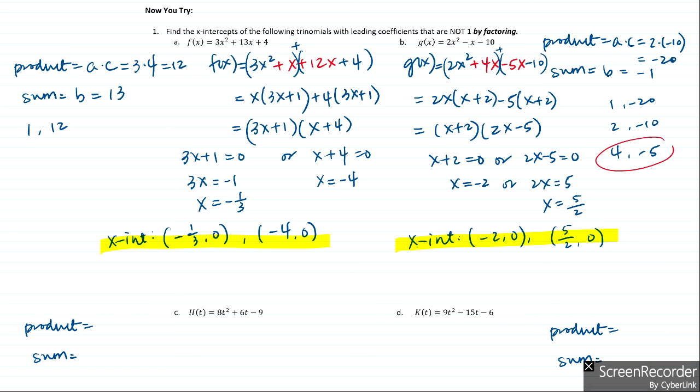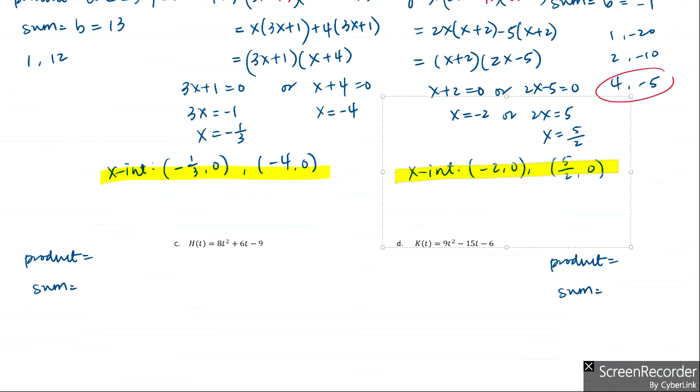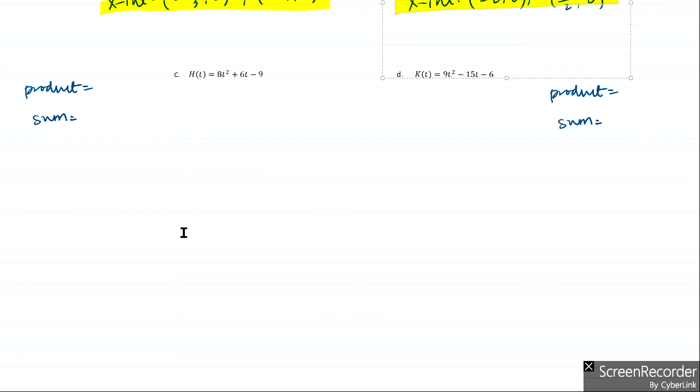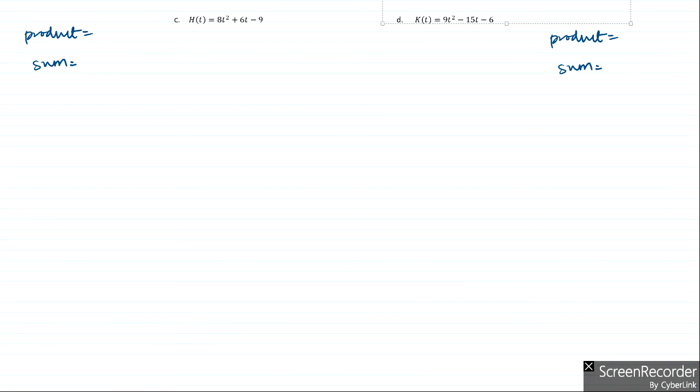If you need a little bit more help, take some time to work on C and D on your own first and see whether you can get further if you didn't go all the way through before. Now moving on to part C, we can go through the same process. The product is going to be 8 times -9, 8 times C, which is -72 over here.